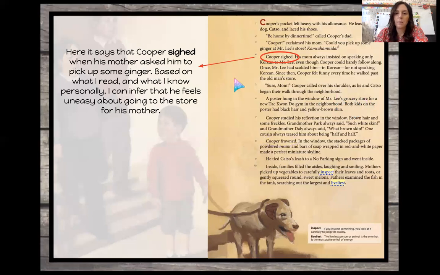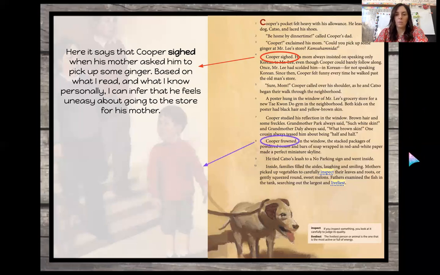And now I'm going to keep reading paragraph 5. "Sure, Mom," Cooper called over his shoulder as he and Katso began their walk through the neighborhood. A poster hung in the window of Mr. Lee's grocery store for a new Taekwondo gym in the neighborhood. Both kids on the poster had black hair and yellow-brown skin. Cooper studied his reflection in the window. Brown hair and some freckles. Grandmother Park always said, "Such white skin." And Grandmother Daly always said, "What brown skin?" One cousin always teased him about being half and half. Cooper frowned.